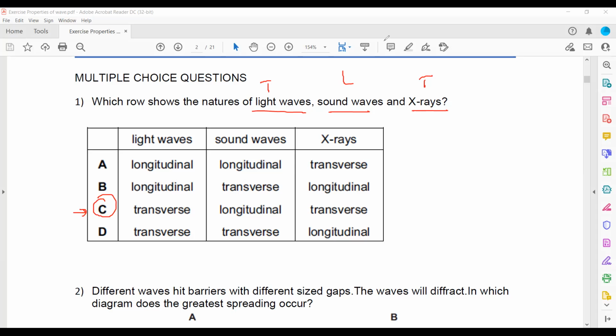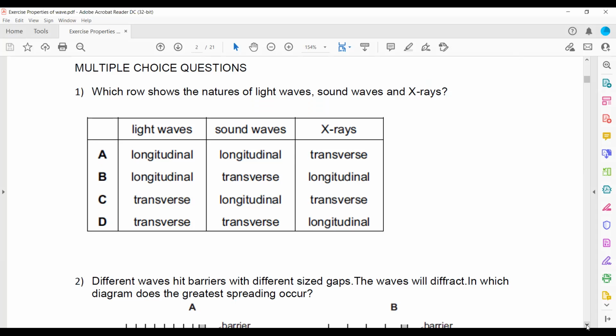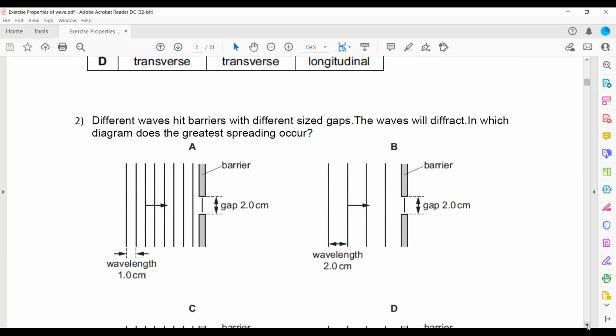You have to learn the example. Most of the waves are transverse. Only sound wave and wave in a compressed spring is longitudinal.